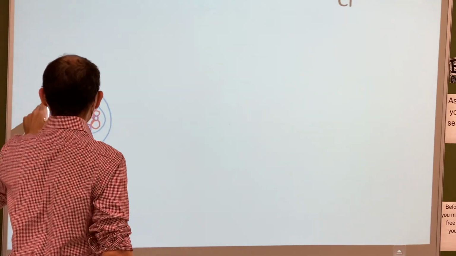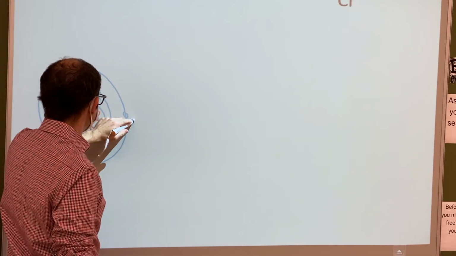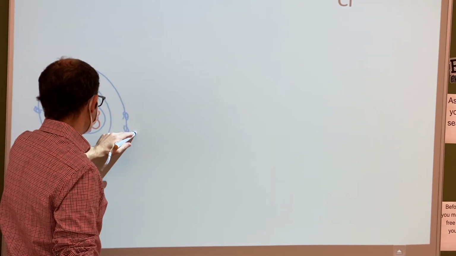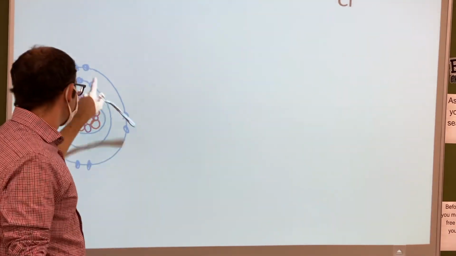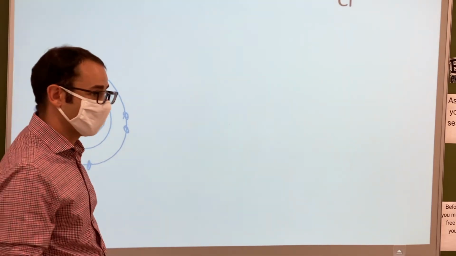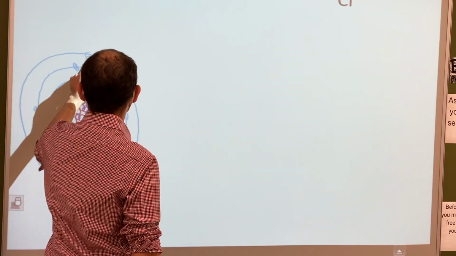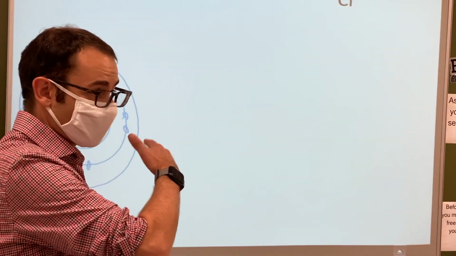How many can we put in the second energy level? We can put 8, so 1, 2, 3, 4, 5, 6, 7, 8. So now we have a total of 2 and 8 electrons, so we have 10, right? How many more do we need? We just need 1. All right, so we have 1 more electron in there. And that's what sodium is, all right?